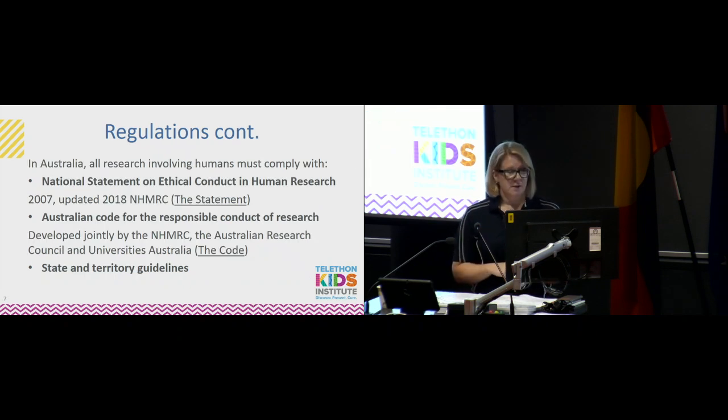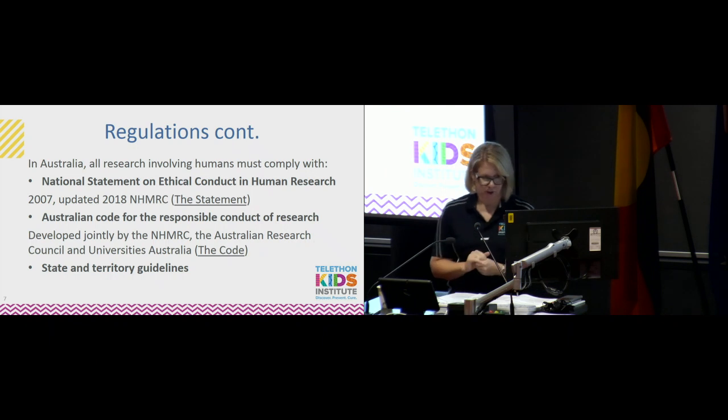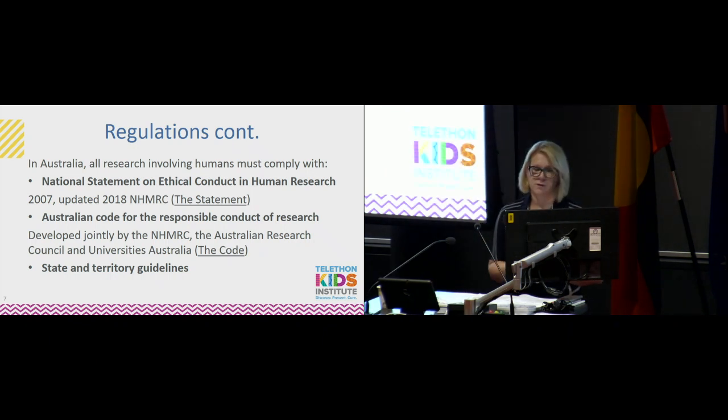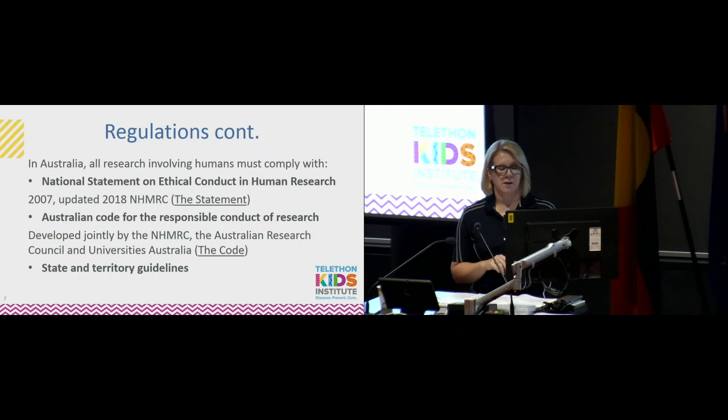Just to reiterate, the National Statement is the shortened version for the Ethical Conduct in Human Research, and then there is the Australian Code for Responsible Conduct of Research. There are two codes; there is an animal code also, but we're talking about the human code, which you need to be aware of. There are also the state and territory guidelines. So there's never one piece of legislation or set of regulatory guidelines that you need to follow. Be aware of that when you're undertaking research.